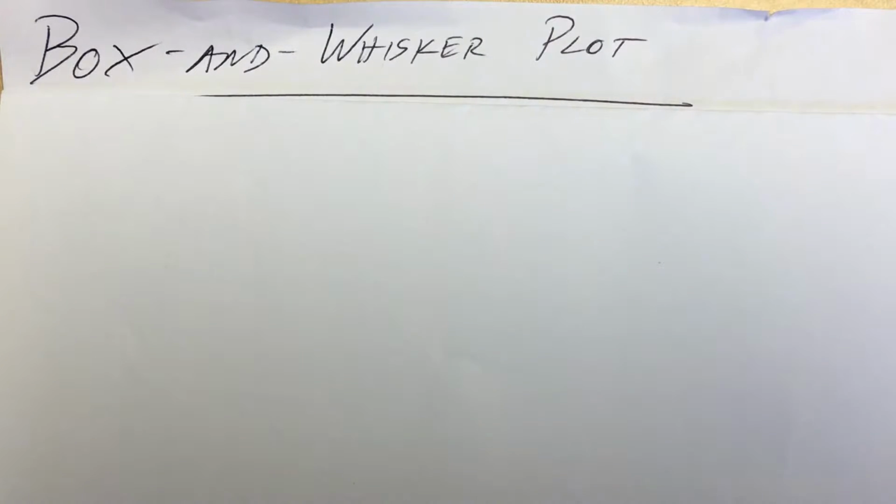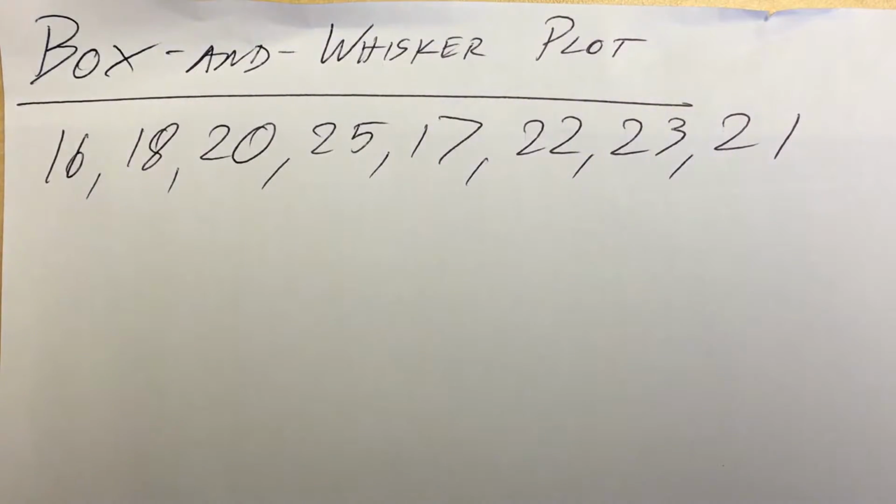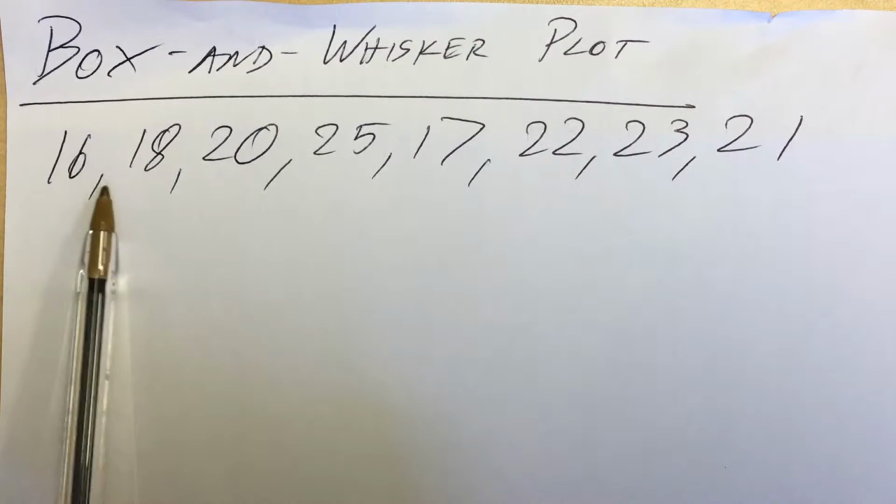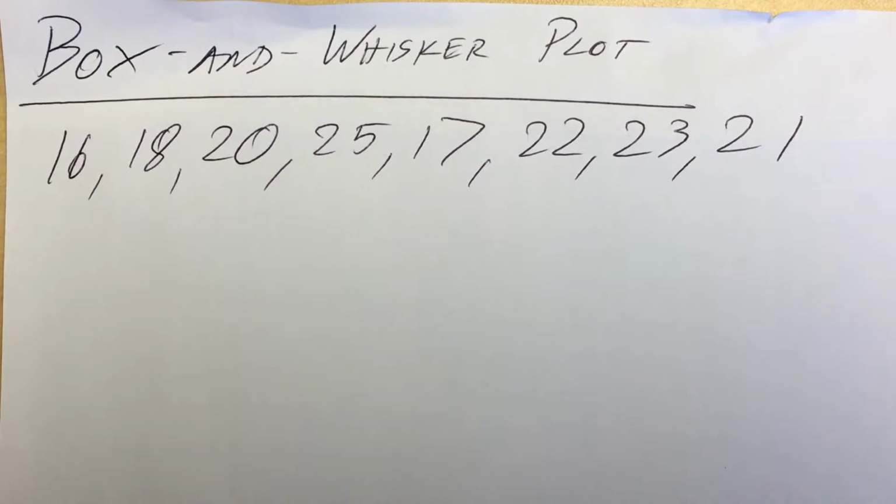Title of next section is Box-and-Whisker Plot. Using the following data, we can construct a box-and-whisker plot. Before you make a box-and-whisker plot, you want to make sure your data is ordered from least to greatest. So we'll have our minimum value, our maximum value, and then we can find our quartile 1, quartile 2, and quartile 3.